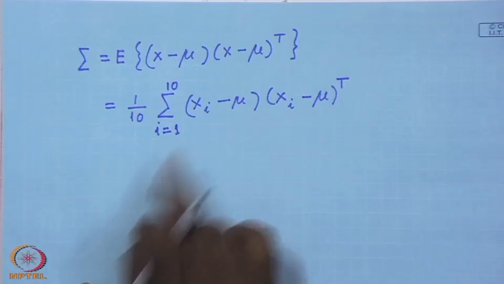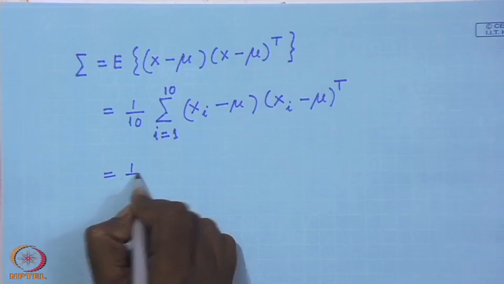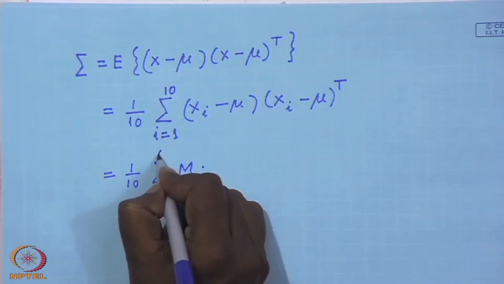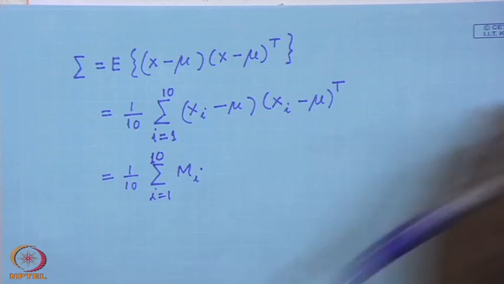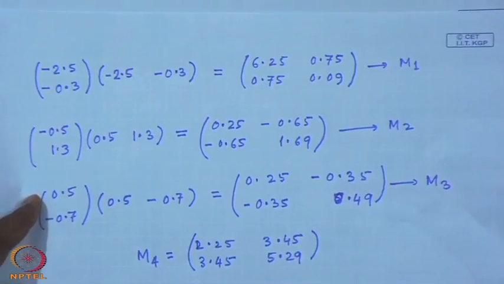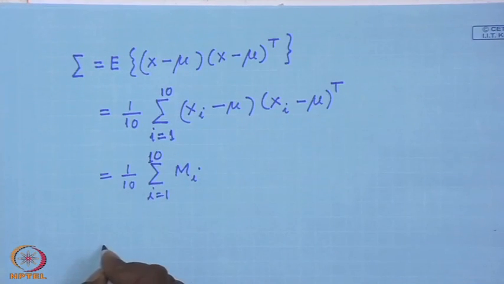And each of these x_i gives me a matrix M_i, the ones that we have computed here, M1, M2, M3 and so on. So each of (x_i minus mu) into (x_i minus mu) transpose gives me a matrix M_i. So this expression will simply be 1 upon 10 into the summation of M_i, i varying from 1 to 10. Effectively, I have to add all these 10 matrices, M1 to M10, and then the summation matrix has to be divided by 10.